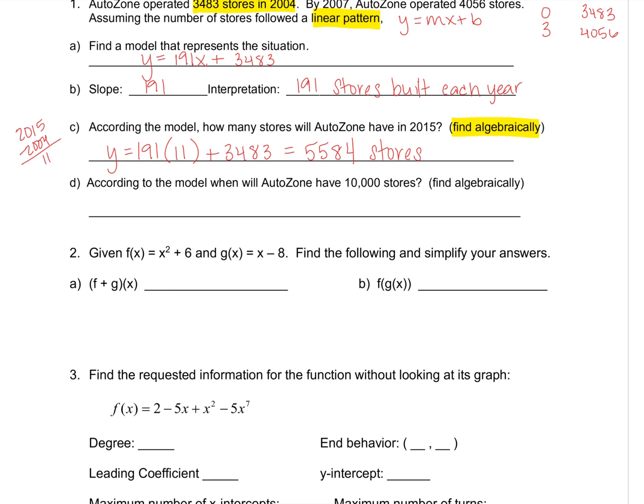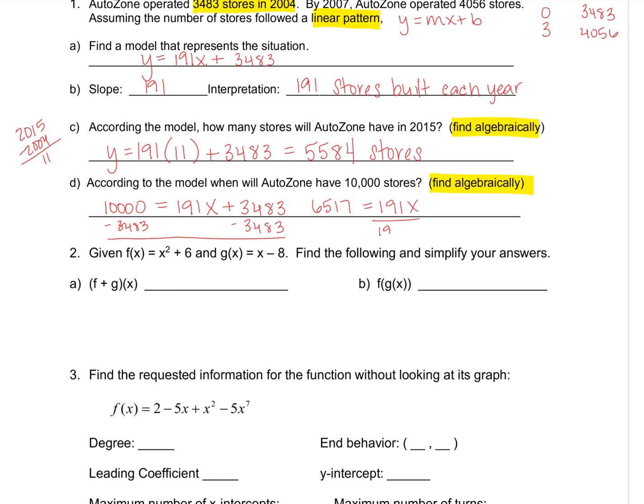Now, it says, according to the model, when will AutoZone have 10,000 stores? Again, find algebraically, which means do it by hand. Instead of y, I'm going to put my 10,000 equals 191, and we're looking for the year, plus 3,483. So I'm going to subtract, and I'm going to put my answer to the side here. I'm going to get 6,517 is now equal to 191x.